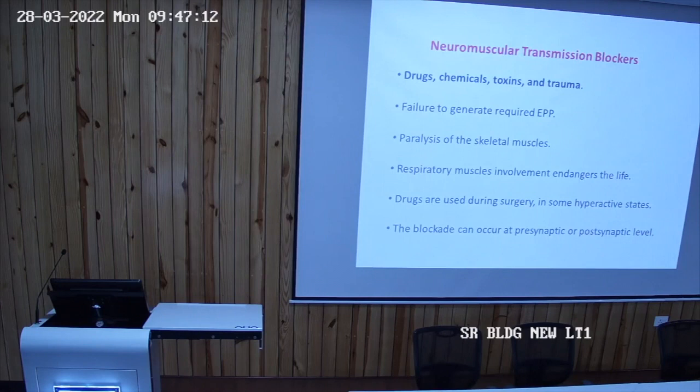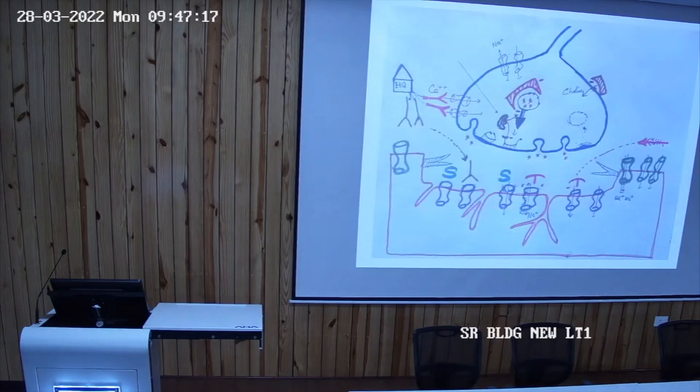Blocking can happen in both areas. We'll discuss through this diagram how these different blockers may act. The blocking may occur at this area, pre-synaptic blockade or post-synaptic blockade. First we'll discuss the pre-synaptic blockade.